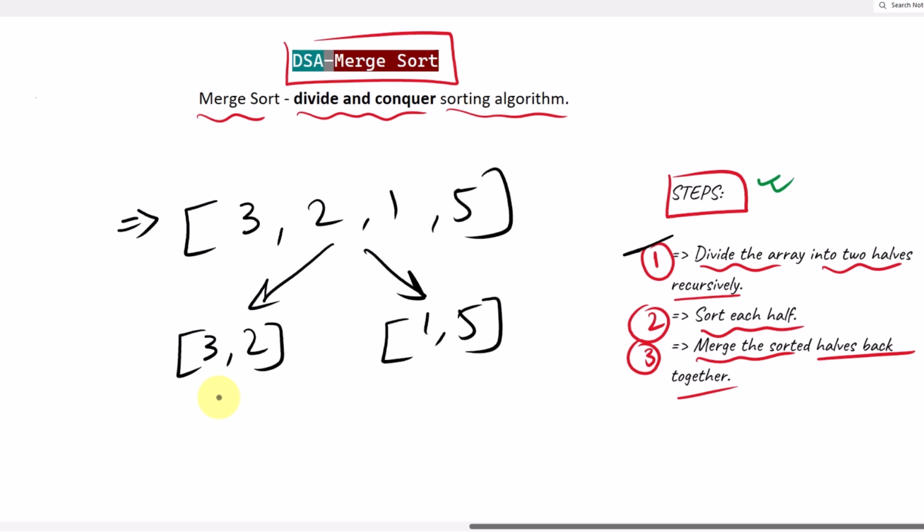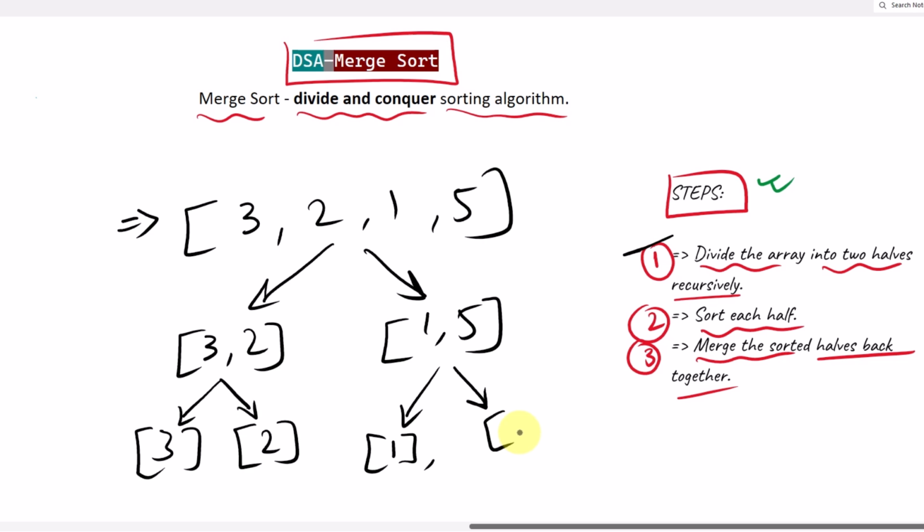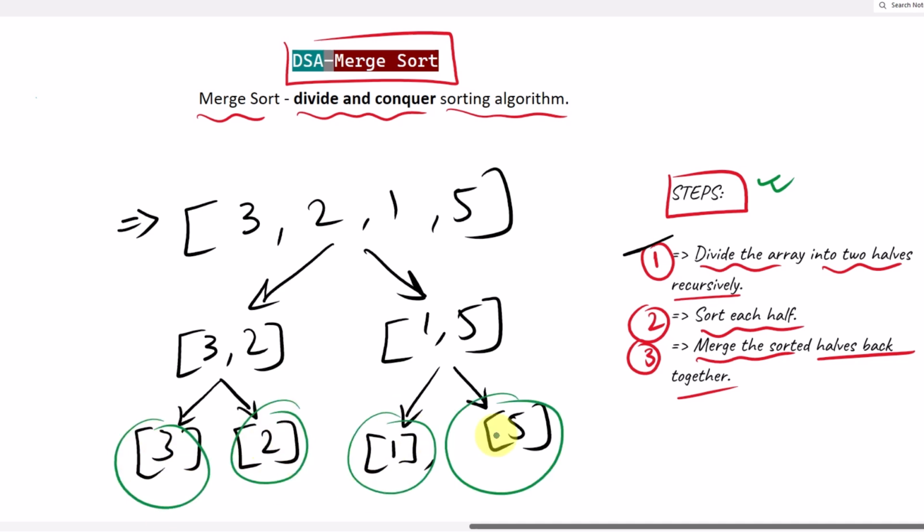Again, we have to divide them into sub-arrays. So this will have 3 and this will have 2. Similarly, this will also be divided. So here we're going to have 1 and then we're going to have 5. We have to keep dividing them into two halves until we have only single elements. Single elements means they are sorted.